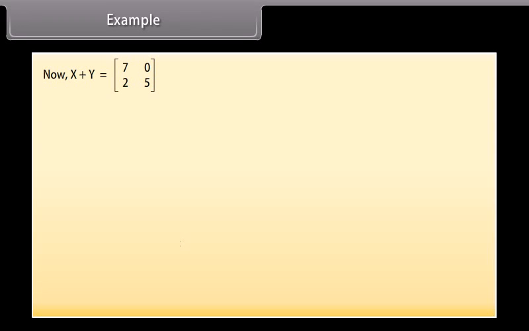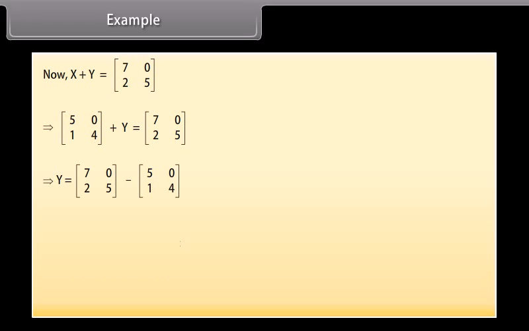Now substituting the value of X in X plus Y and solving it, we get matrix Y is equal to, row-wise: first row 2 0, second row 1 1.